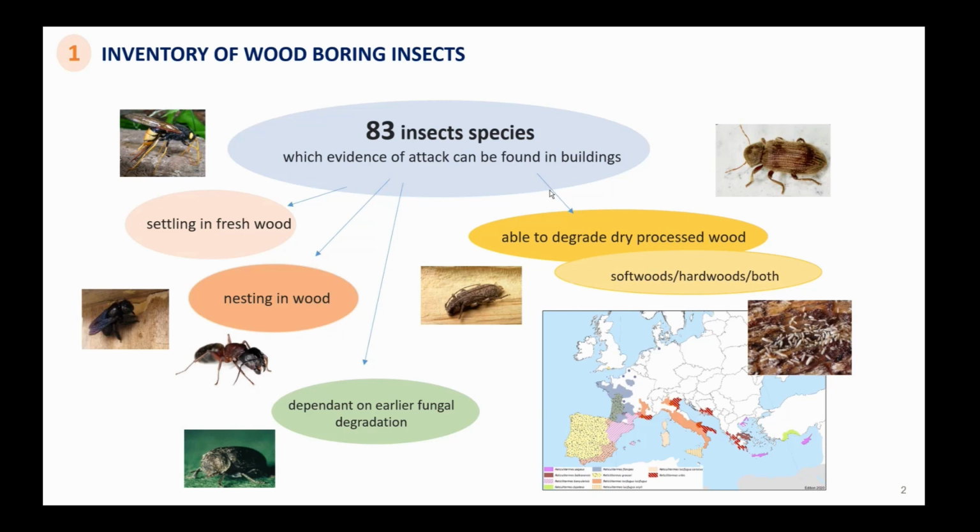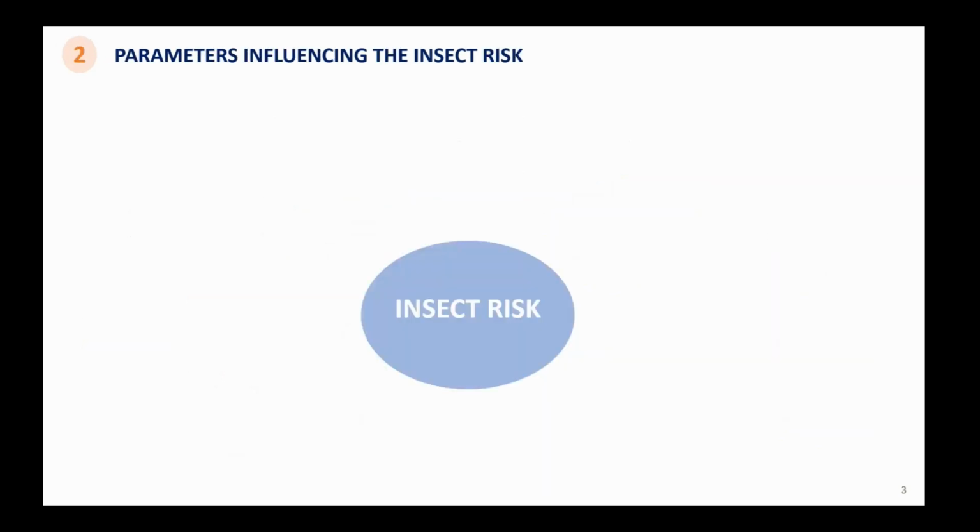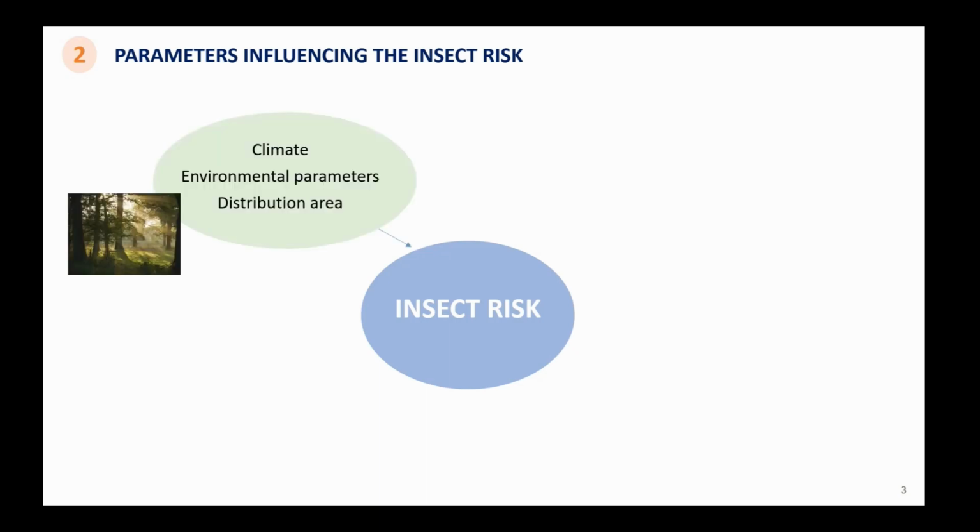The parameters influencing the insect risk have to be split into 4 groups. The first one is related to climatic conditions, the temperature playing a major role, and environmental parameters, such as, for example, the nature and moisture loading of the soil in the case of subterranean termites. The insect occurrence depends on the geographical region considered.